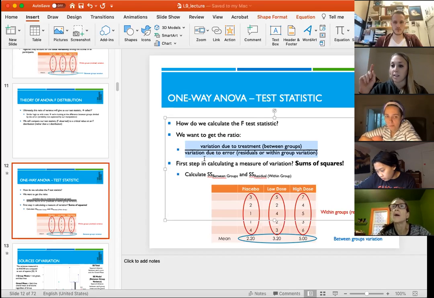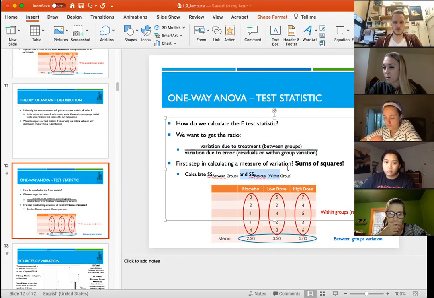We're always going to be calculating the difference of something, the distance between something, squaring it and summing it. But what those things are changes depending on if we want sums of squares between, or sums of squares within, or sums of squares residual.